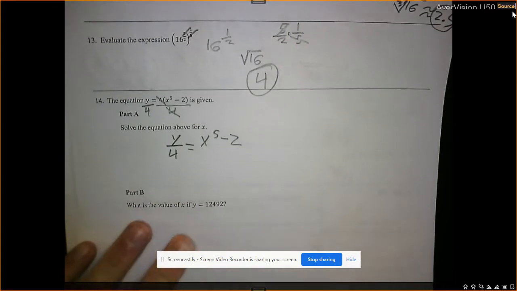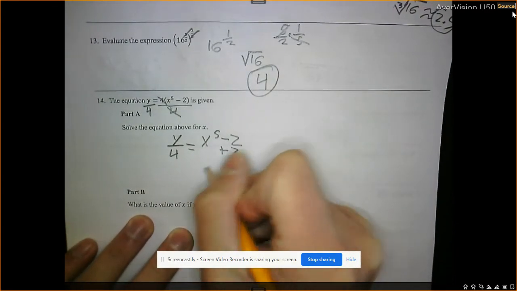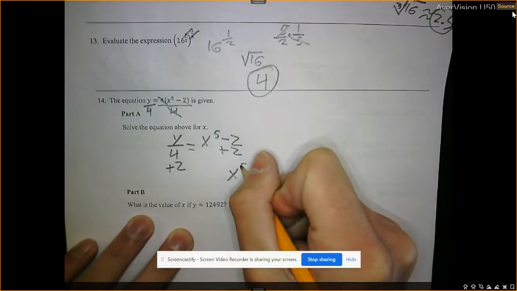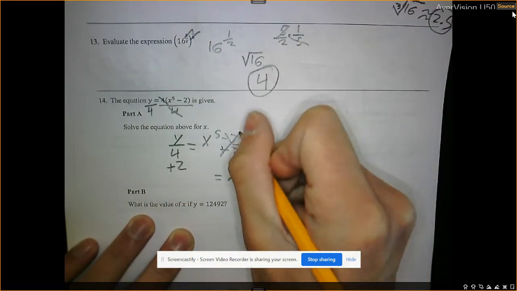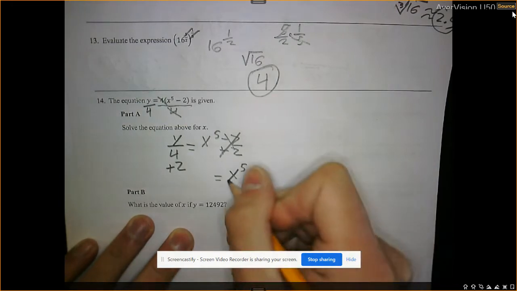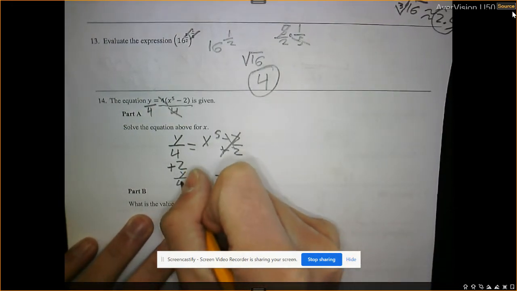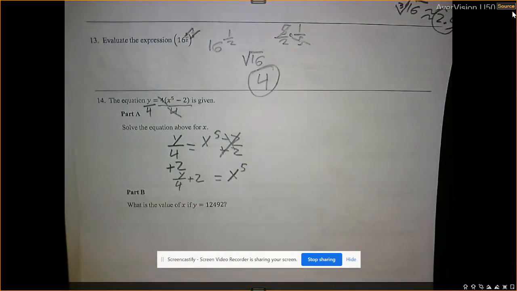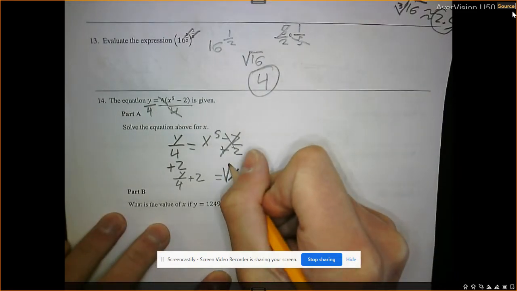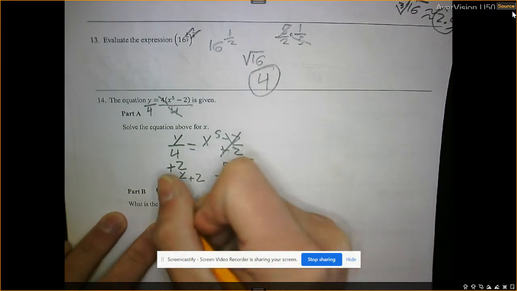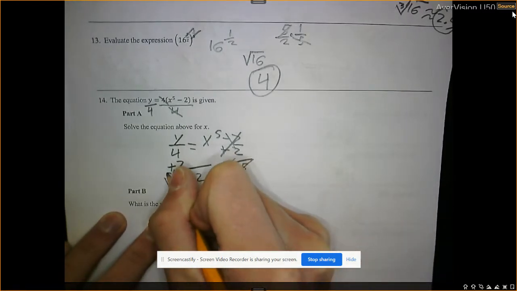Keep trying to get stuff away from x now. That means I have to add 2 to both sides. When I do that, those cancel, so I get x to the 5th equals y over 4 plus 2. And then to get x alone here, I have to take the 5th root of both sides, right? That's what's going to make this go away. If I do it to one side, I have to do it to the other.